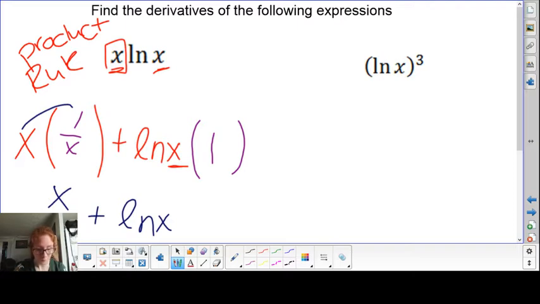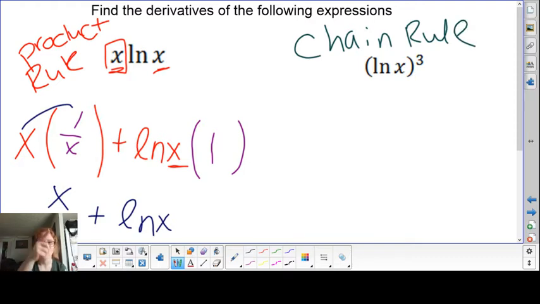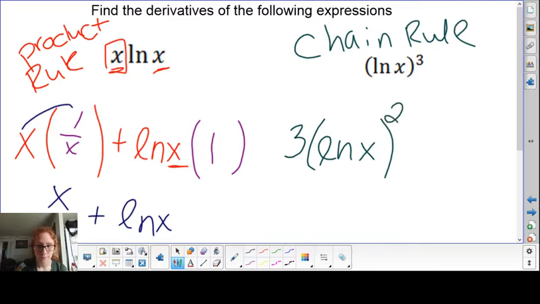So because this thing is quantity cubed, we're going to use our chain rule. So chain rule tells me I take the power and bring it down. Leave the inside alone. And then I reduce the power by 1. And then I go ahead and take the derivative of the inside. And the inside is just my lovely natural log of x. Natural log of x we talked about is just 1 over x.